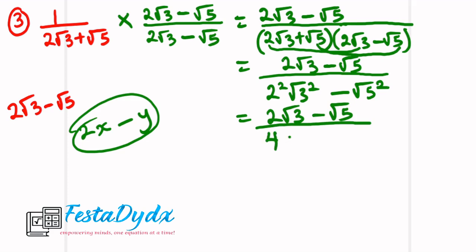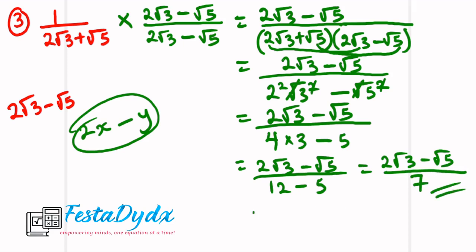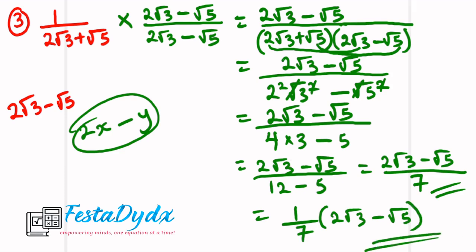2 square we have 4, times square root cancel square, so times 3, minus square root cancel square, which is 5. So now we're going to have 2 root 3 minus root 5 all over 4 times 3 is what? 12 minus 5, which is 7. So you can decide to leave your answer this way, or you say 1 all over 7 bracket 2 root 3 minus root 5. They are the same thing. So now let's move to the last question for this video.